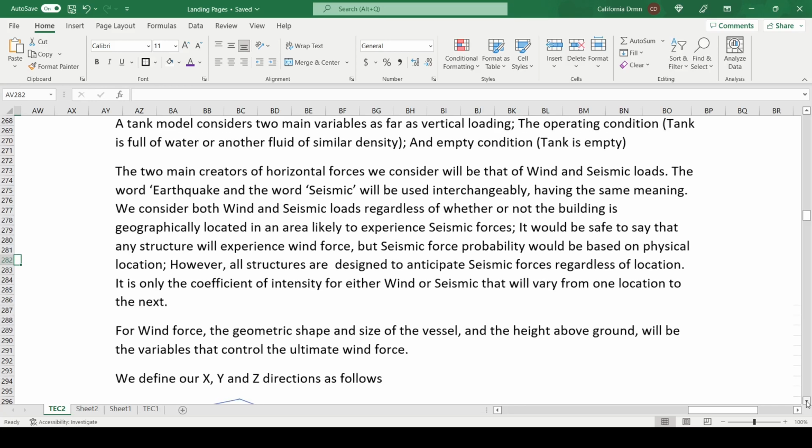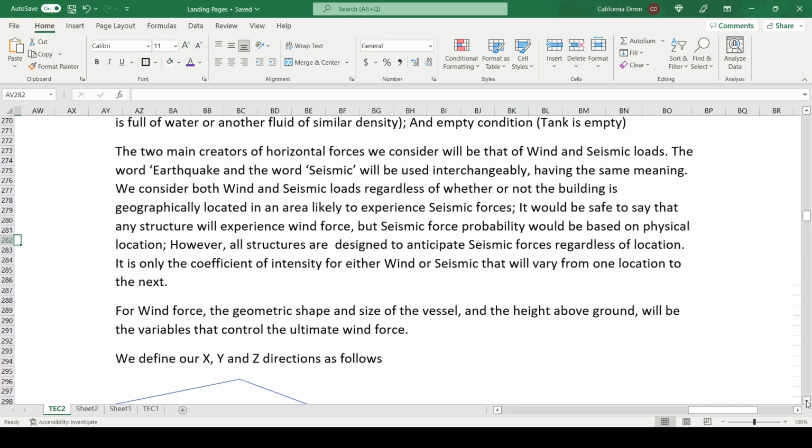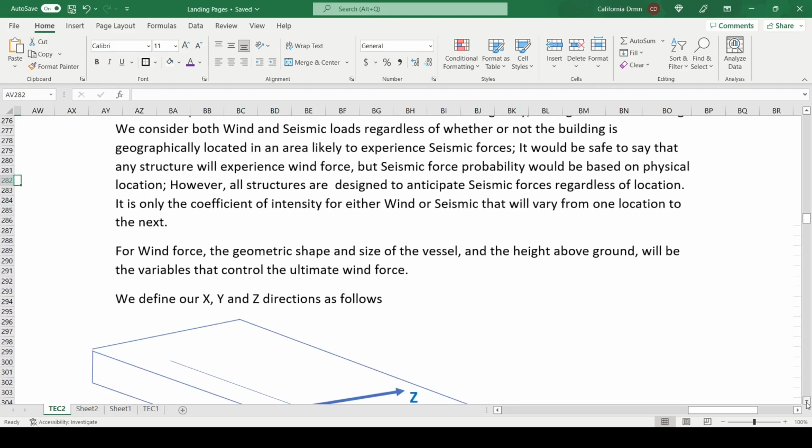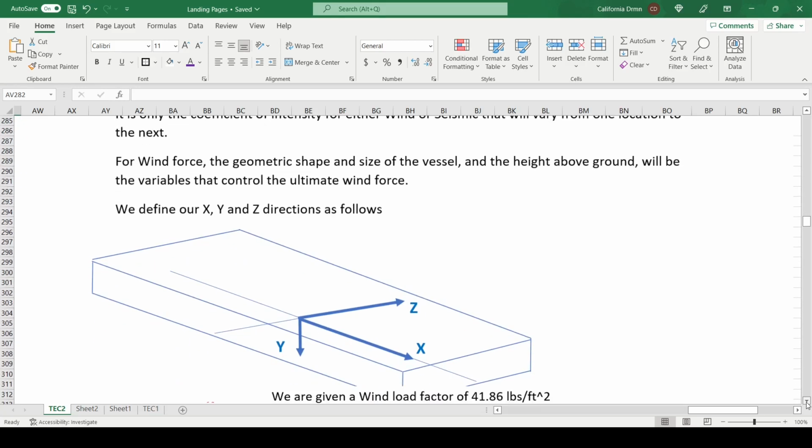It would be safe to say that any structure will experience wind force, but seismic force probability would be based on physical location. However, all structures are designed to anticipate seismic forces regardless of location. It is only the coefficient of intensity for either wind or seismic that will vary from one location to the next. For wind force, the geometric shape and size of the vessel, and the height above ground, will be the variables that control the ultimate wind force.